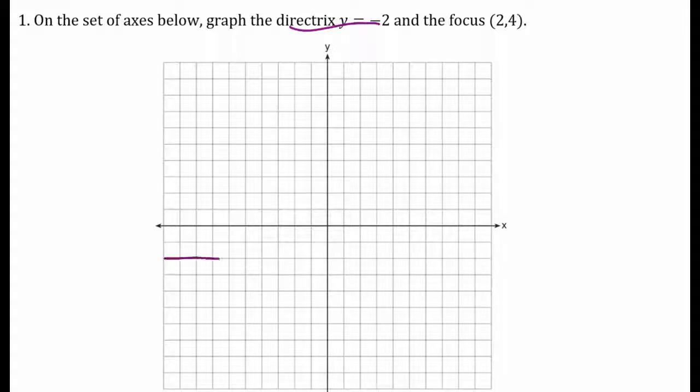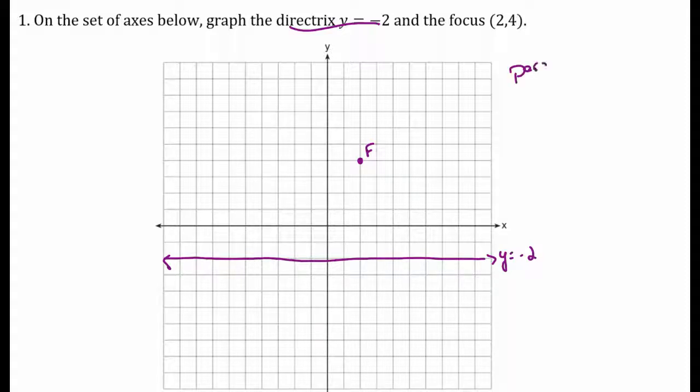Well, that's this horizontal line here. Y equals -2 is a horizontal line. And the focus is (2, 4). 1, 2, 3, 4. There's my focus there at (2, 4). We defined a parabola as the set of points that are equidistant from this focus and directrix.